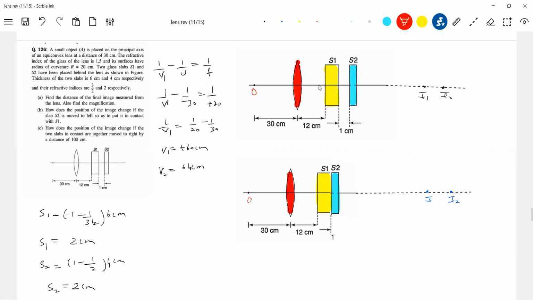And next option C. How does the position of the image change if the two slabs in contact are together moved to the right by a distance of 100 centimeters? Nothing will happen. No change. Nature of image may change. Will change now. Nature of image will change. Fine. Nature of image has to change. I wanted to show this condition very clearly.